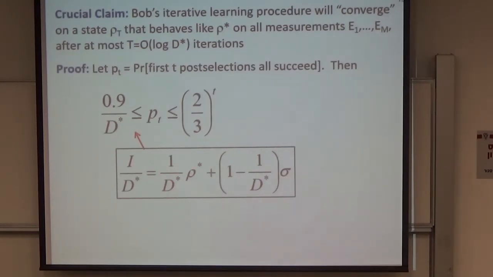Okay? But on the other hand, P sub T is also at most 2/3 to the number of iterations. Why?